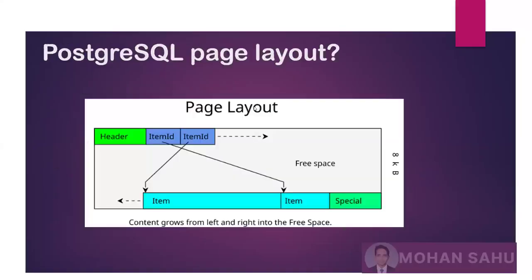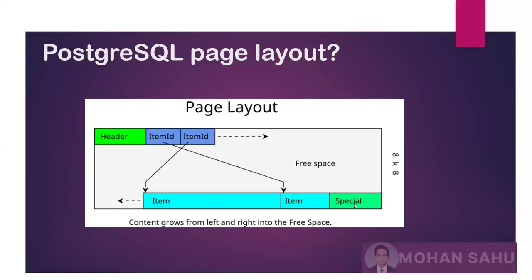Now coming to the PostgreSQL page layout. As I said, this is an 8 KB page, and the first component is the header. The header has all the information about the page, basically the information about the free space inside the page. After that, we have a component called item ID. The item ID is a pointer to the actual item, or a row, or a tuple in PostgreSQL. Then we have free space, which is just unallocated space inside a page. Then we have an item, which is a row or tuple itself.